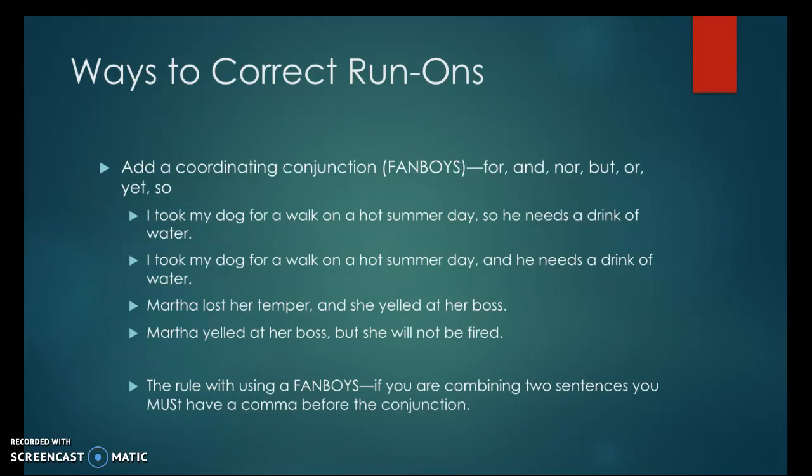Yet another example, Martha lost her temper, comma, and she yelled at her boss. Again, we have two complete thoughts. Martha lost her temper. She yelled at her boss. The comma and the and just signals that there's two sentences, putting a comma and an and to connect them, and it shows some connection. The rule with using a FANBOY, so the for, and, nor, but, or, yet, and so, if you are combining two complete sentences, you absolutely must have a comma before the conjunction.